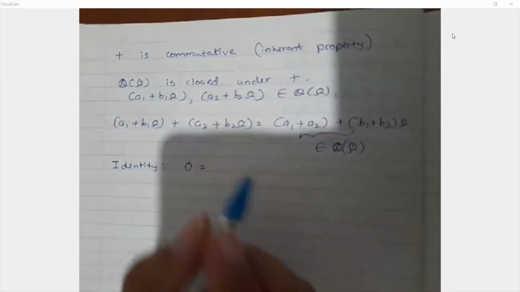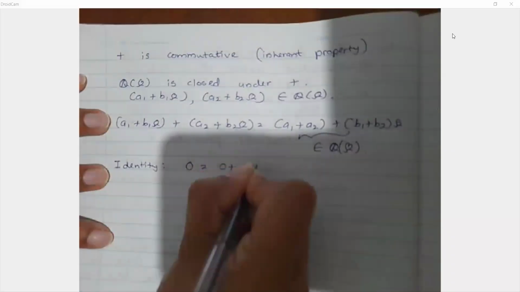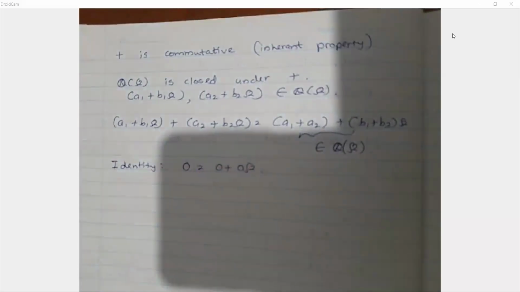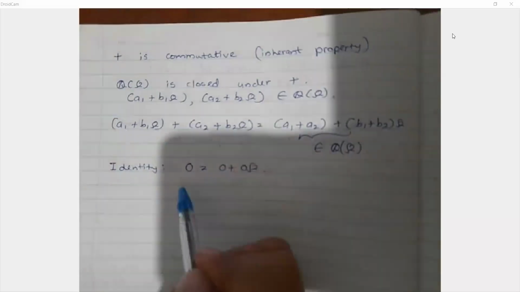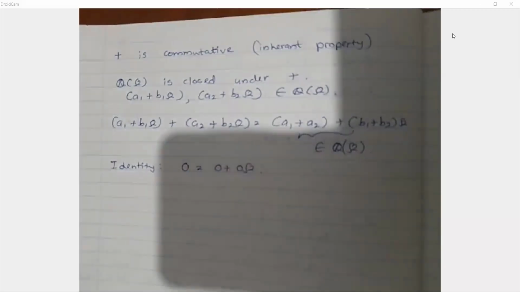How can we write it? We can write 0 as 0 plus 0 times root 2. Why is that? 0 is a rational number, so we simply replace A and B by 0. Not only that, you take any number in this set and add 0 to it, you end up with that number. So we understand this is the identity. Now these things you can work out with more details. I'll just simply state all this.